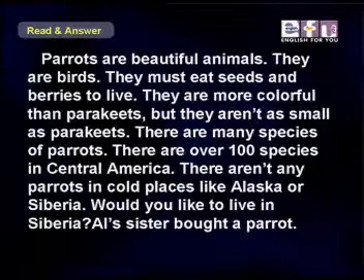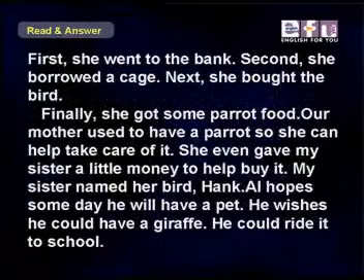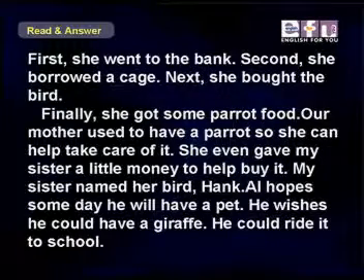Al's sister bought a parrot. First, she went to the bank. Second, she borrowed a cage. Next, she bought the bird. Finally, she got some parrot food. Our mother used to have a parrot, so she can help take care of it. She even gave my sister a little money to help buy it. My sister named her bird Hank. Al hopes someday he will have a pet. He wishes he could have a giraffe. He could ride it to school.